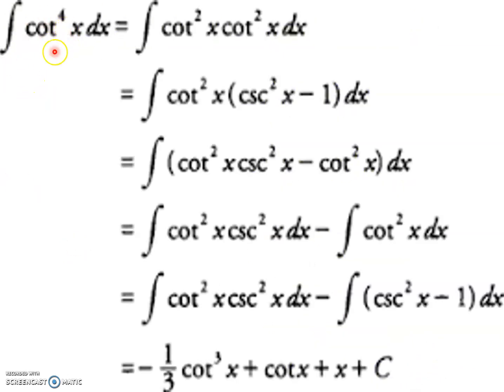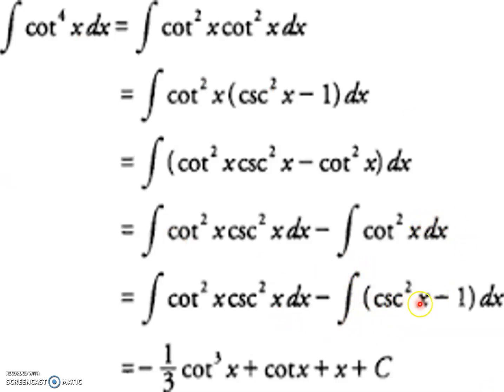The same trick applies for cot raised to 4. Yes, cot raised to 4, we have to split up as cot square x, cot square x. We know the fundamental identity: cot square x is cosec square x minus 1. One cot square x remains the same. We multiply cot square x into cosec square x minus cot square x dx. We have to integrate the terms separately. For cot square x into cosec square x, cot square x is what? cosec square x minus 1.